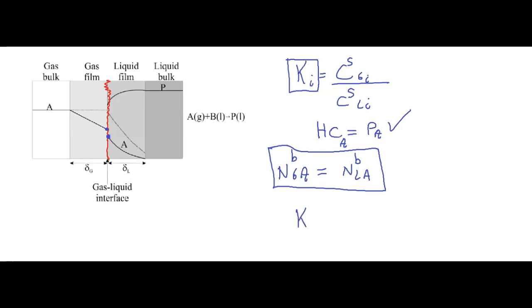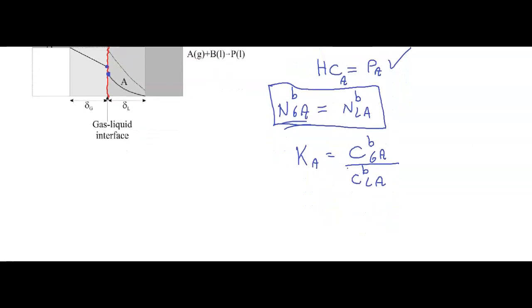So we can say in this case Ka, of course, is going to be equal to the concentration of the element A in the gas phase, in the bulk of the gas phase, is going to be related to whatever happens with A in the liquid phase, in the bulk of the liquid phase. And yeah, the flux of this element, so I'm talking about this one, it's going to be determined by Fick's law this way.